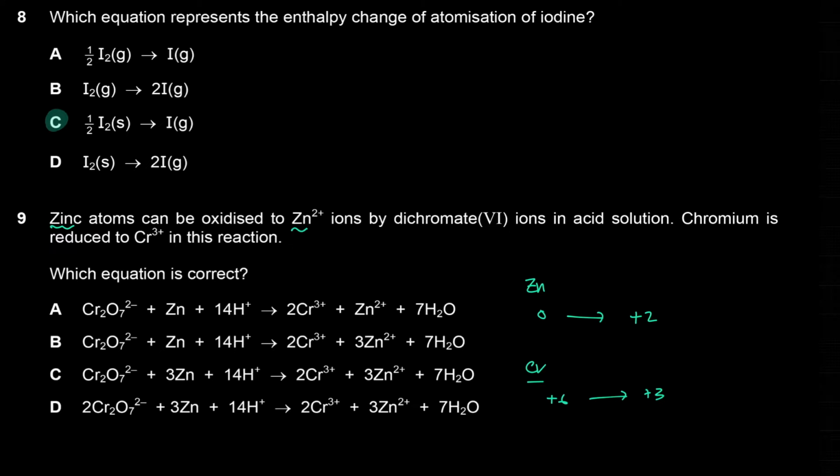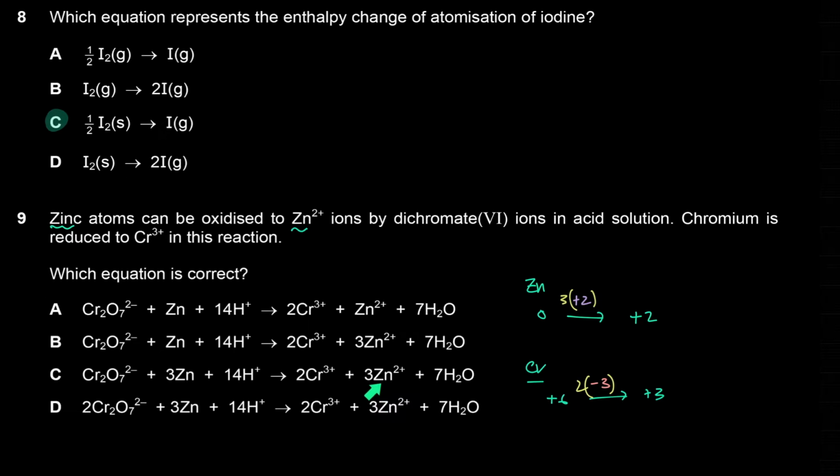So what's the change in oxidation number for zinc? The change in oxidation number here is +2. And the change in oxidation number for chromium is -3. Now we know that for any redox reaction, the increase in oxidation number has to balance the decrease. So for every 3 zinc atoms undergoing oxidation by +2, I'll have 2 chromium atoms being reduced by -3. So the ratio of zinc to chromium is 3:2.